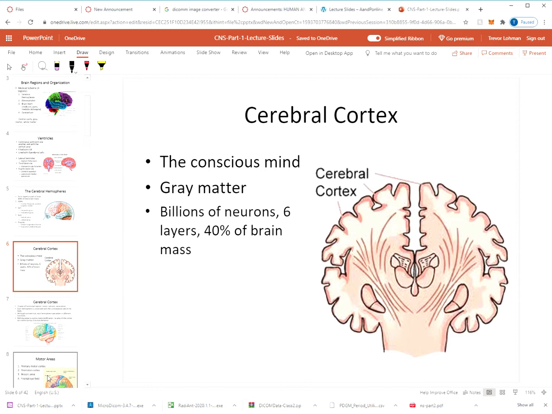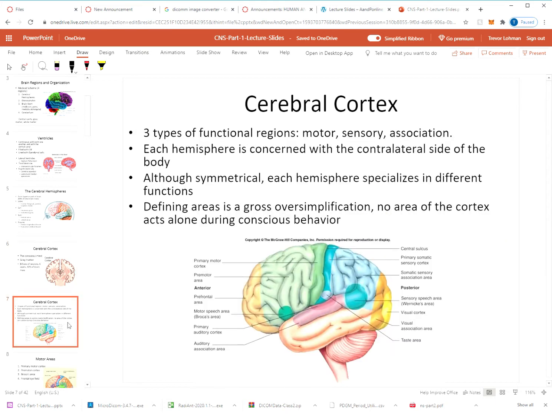Emotion is actually really not a part of the cortex, but anyway, it's billions of neurons, and it's 6 layers thin, so it's very thin. But despite being that thin, it makes up 40% of your brain mass because of all the different valleys and gyri and stuff. So we're going to take the remainder of this brain part 1 video to talk about the different areas of the cortex. And it's quite fun. I have to admit, I'll be the first to tell you it's not an exact science, and we'll explain that a little bit.